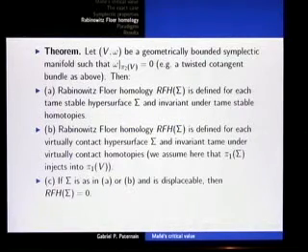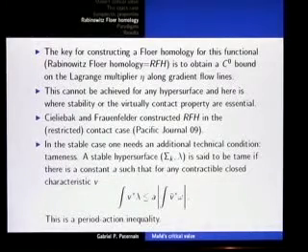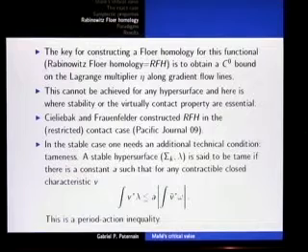Yes. Can you go back and show the tameness condition? Yes. So the left-hand side is basically the period of the associated Reeb vector field, and the right-hand side is the symplectic area.